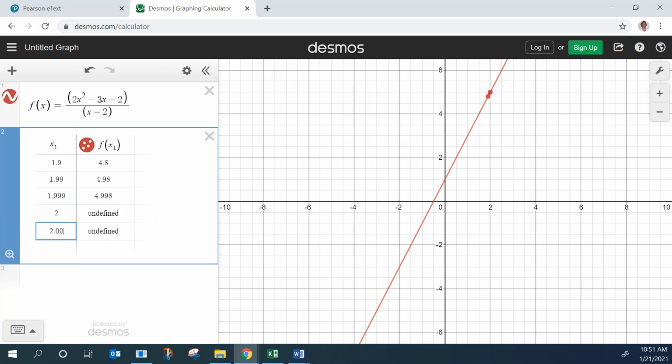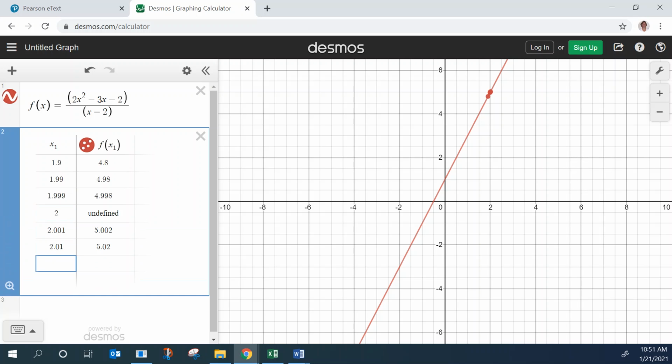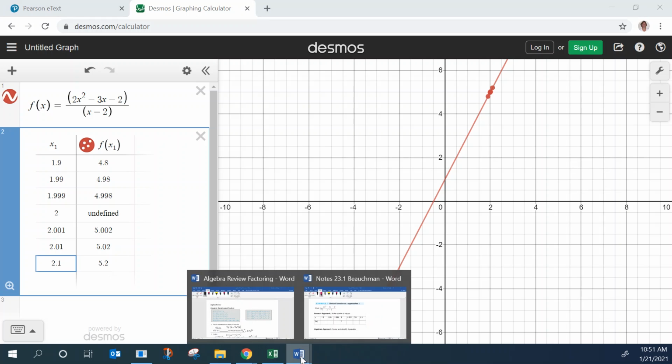2.001, 2.01, and 2.1, just to put all the values in. So as x approaches 2 from the left and from the right, numbers smaller than 2, larger than 2, the values of y approach 5. So a limit is, it doesn't care if it reaches the value. This function is undefined at 2, but the intended y value, as x approaches 2 from the left and right, is 5. So this is called evaluating numerically.